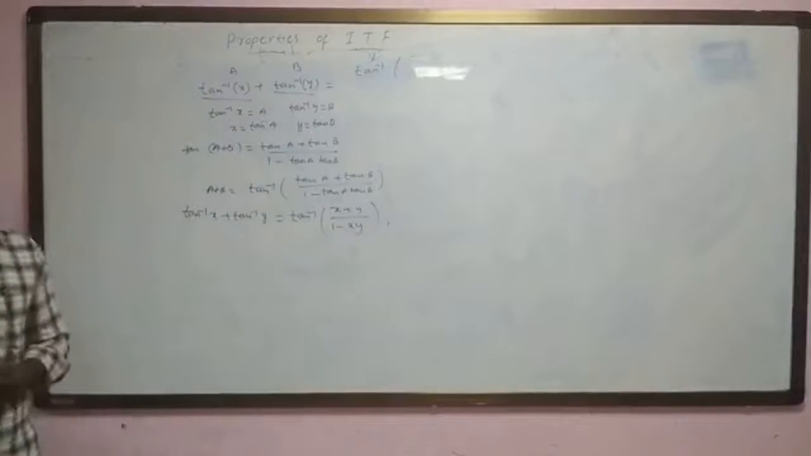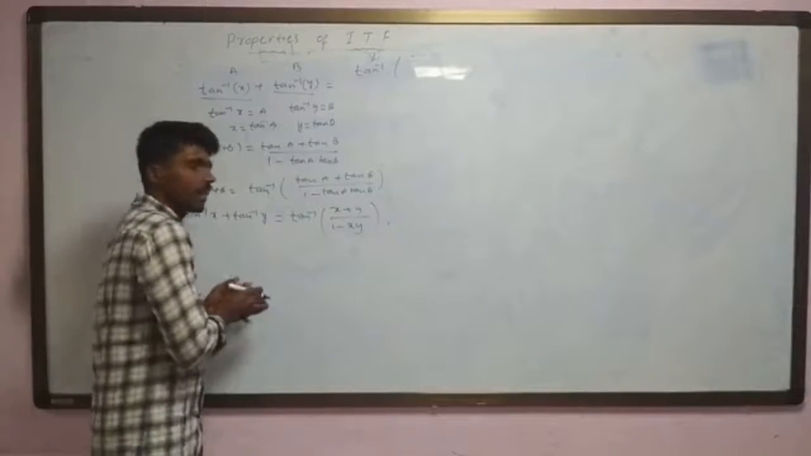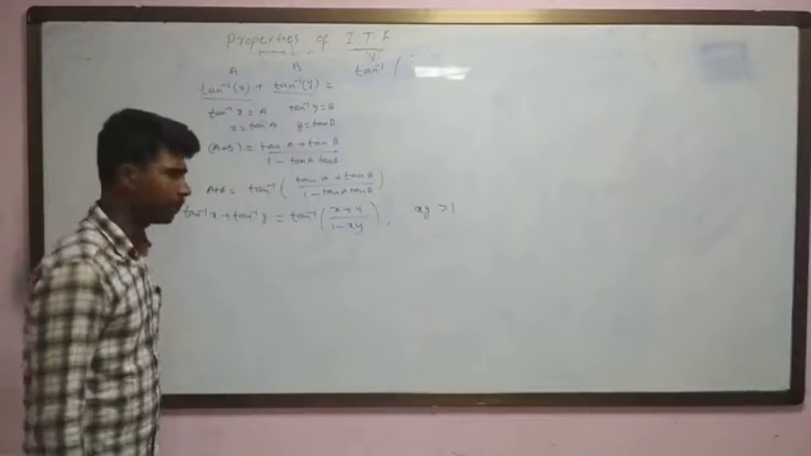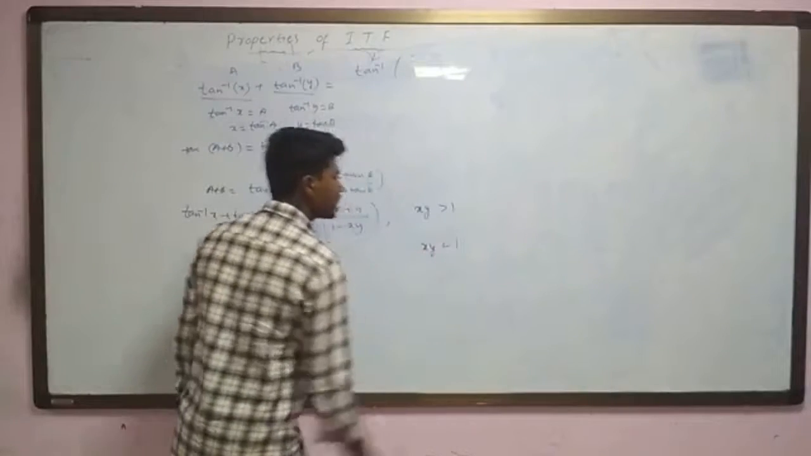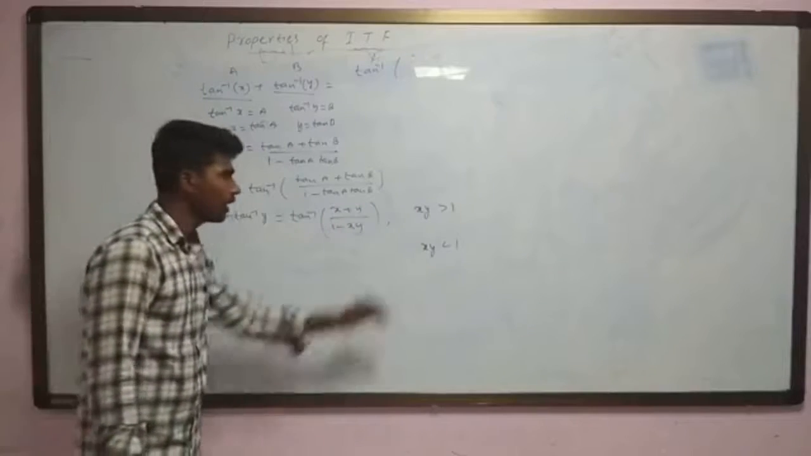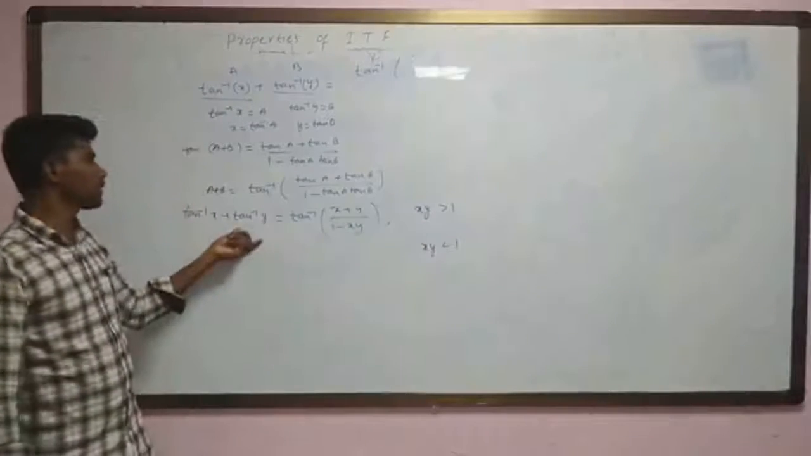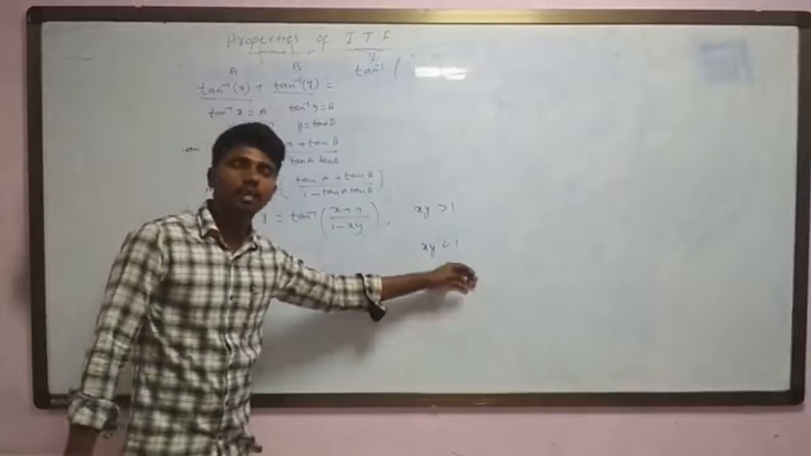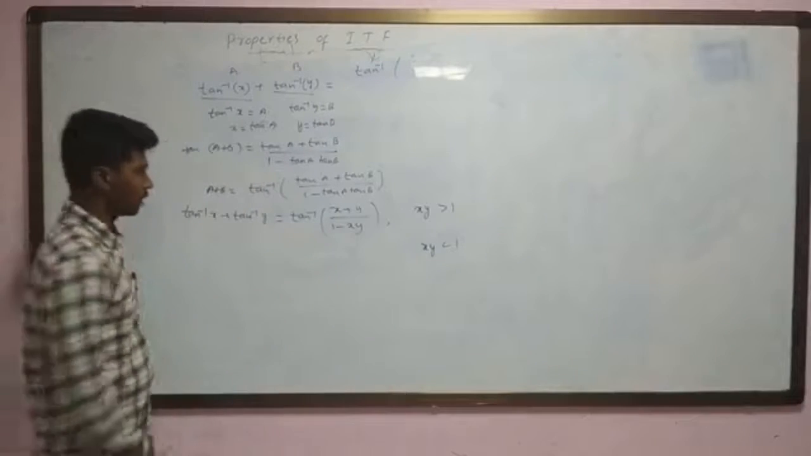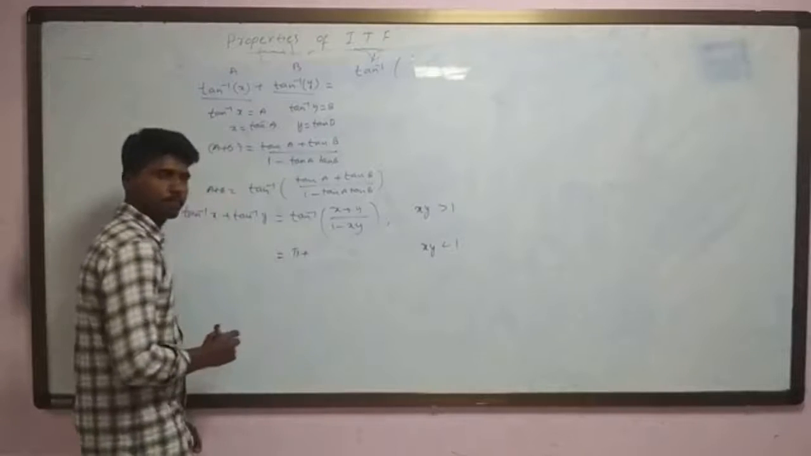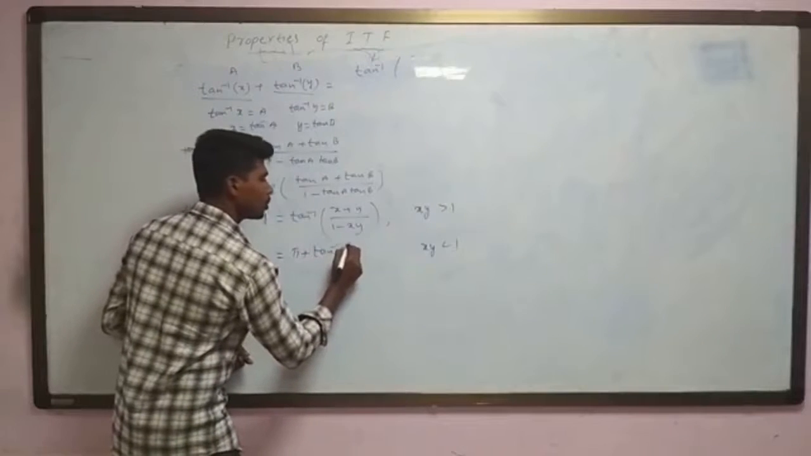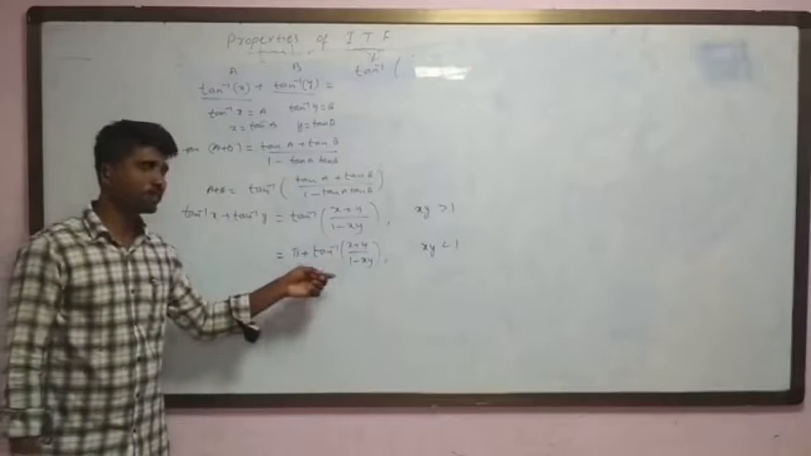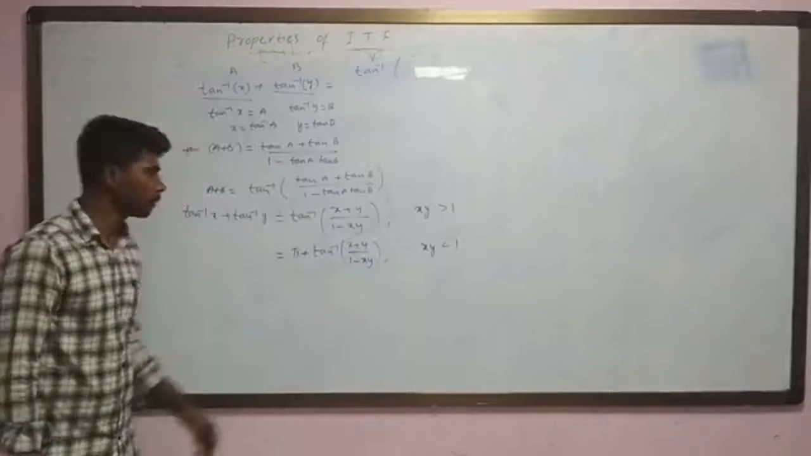But there we have a problem. What is that problem? It depends on xy. If xy is less than 1, we get tan inverse x plus tan inverse y is equal to tan inverse of x plus y by 1 minus xy. If xy is greater than 1, then we get pi plus tan inverse of x plus y by 1 minus xy.